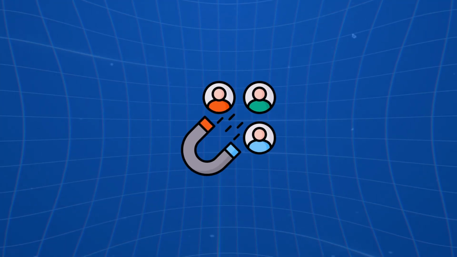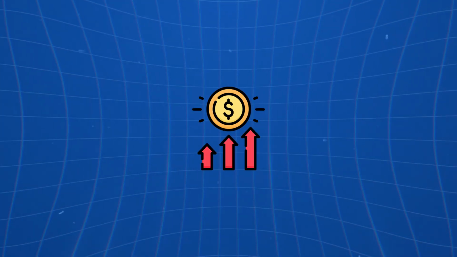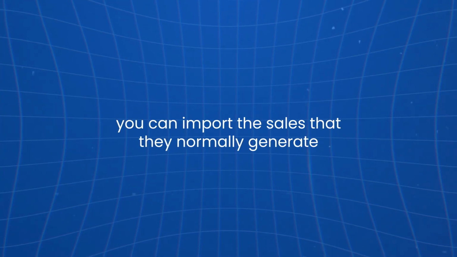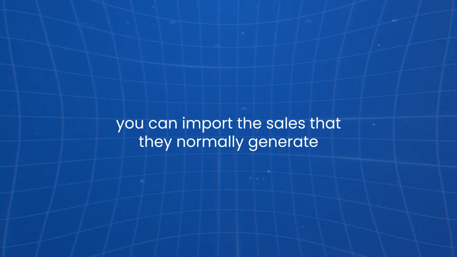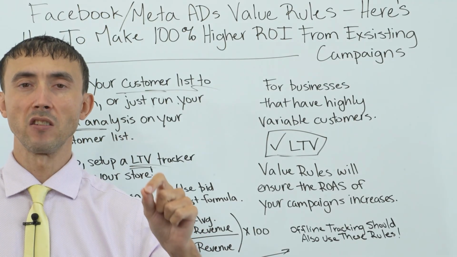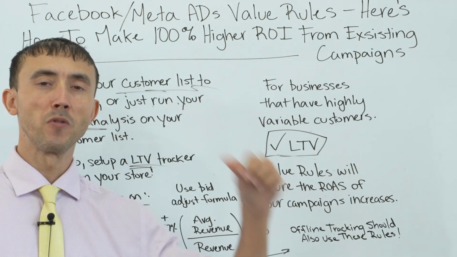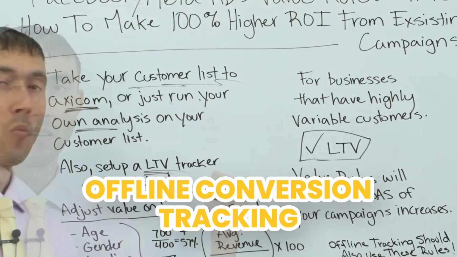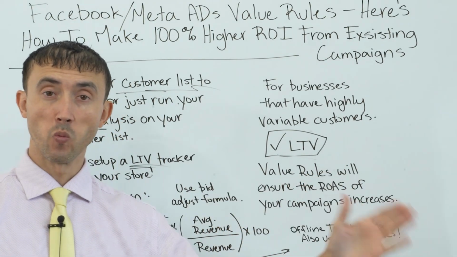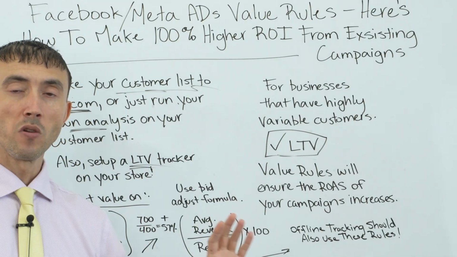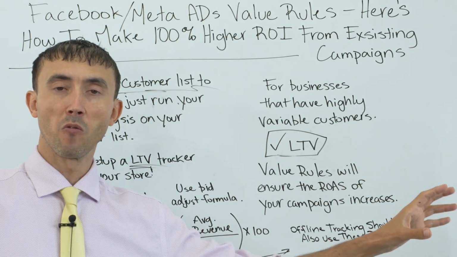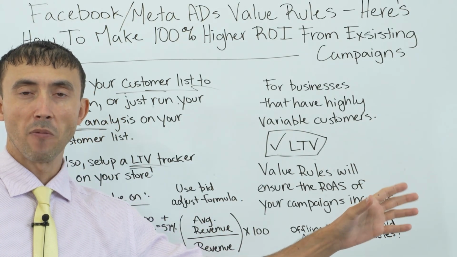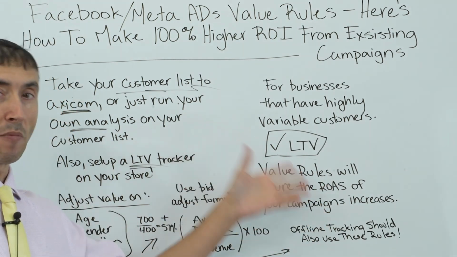If you generate leads and those leads turn into a sale, you can import the sales that they normally generate. You can report the sales that are a result of those leads to your Facebook account using something called offline conversion tracking. When you know somebody who buys has this trait over another trait, you could send a modified amount of revenue to the ad platform, based upon the same kind of concept.